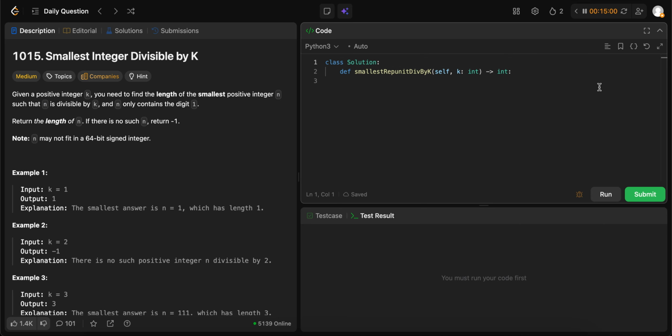Here we go. Smallest integer divisible by k. Given a positive integer k, you need to find the length of the smallest positive integer n such that n is divisible by k, and n only contains the digit 1.